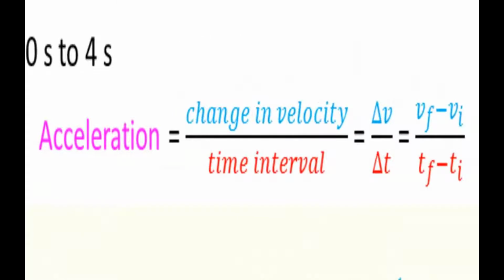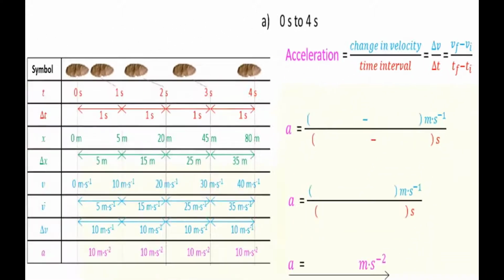Let's calculate the acceleration for each of these intervals using the equation of motion. Acceleration equals change in velocity over time interval, delta V over delta T. V final minus V initial over T final minus T initial. First we define our interval as given by the question. From 0 to 4 seconds.